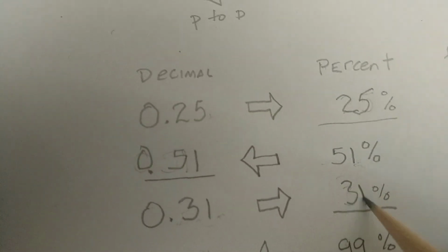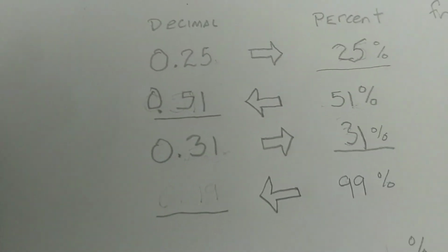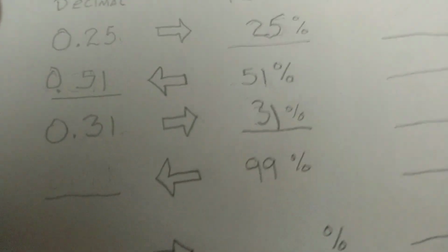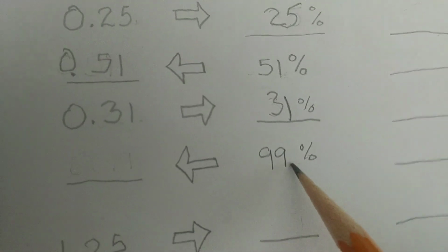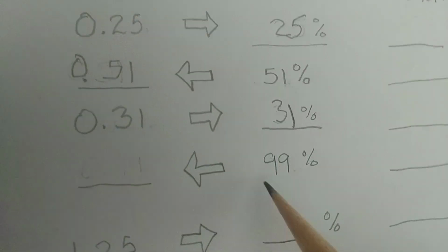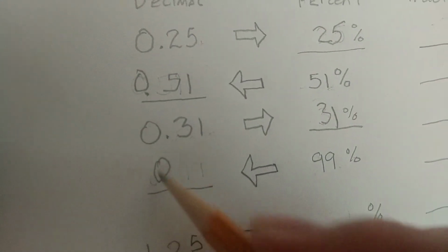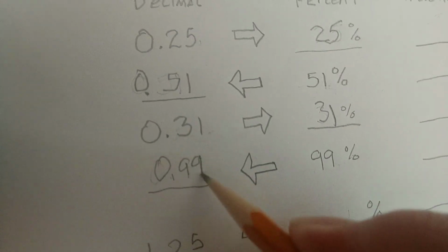Looking at 0.31 or 31 hundredths, we're going to move it 2 places again to the right, get a 3-1 and a point. We're just going to write down 31%. And then 99%, we have to assume the decimal is right here, move it 2 places to the left, and we get 0.99 or 99 hundredths.